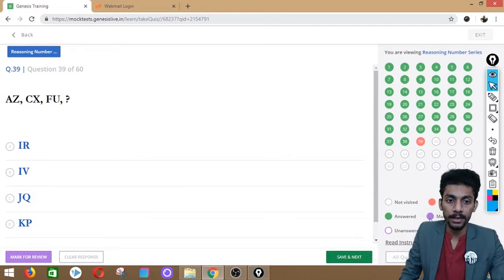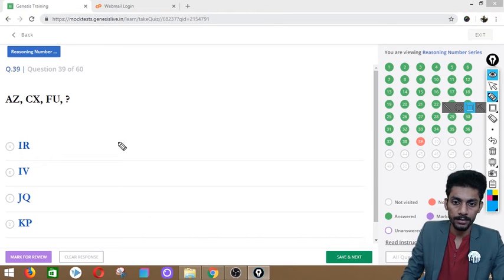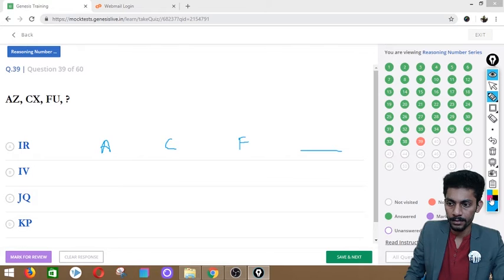Question number 39 says A C F and a blank. The other term I write here: Z X and U. A is the first letter, C is the third letter, F is the sixth letter.